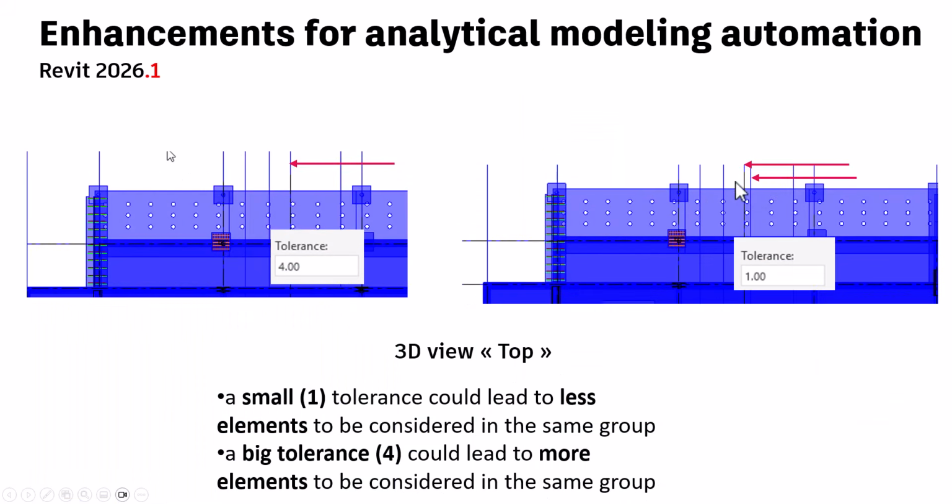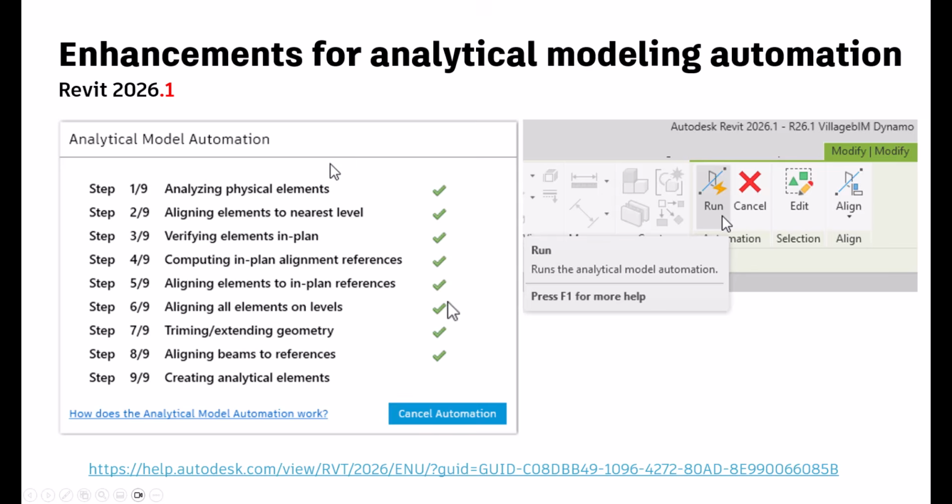So I've done a little mod. Here it's tolerance 1. Here with tolerance 4, you see you have only 1 line. So depending on what you want, maybe you can do some part of the file with 1 and another with 4. After that you will run, and when you run, it will create this, and at the end, create the analytical element. If you want to have more, you have the help, which is there.